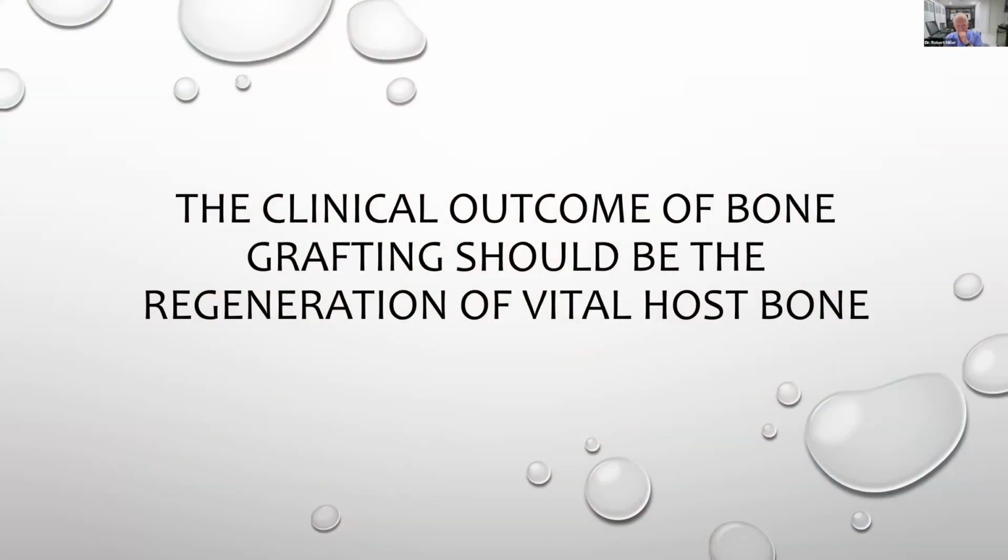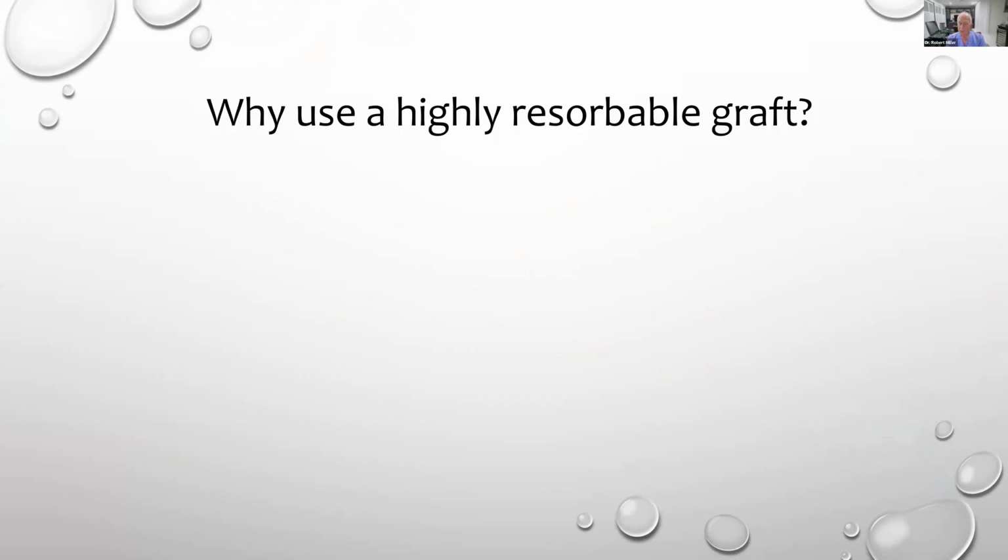So the clinical outcome, as I mentioned before, should be the regeneration of vital host bone. So there's two concepts I want you to understand. One is called repair. The other is called regeneration. Repair fills in a space, but it doesn't grow bone. Regeneration, the material resorbs completely and is replaced with host bone, which ultimately becomes stress-bearing lamellar bone. But when we use a graft material, how can we be sure that it's going to give us the final predictable and consistent outcome that we want?